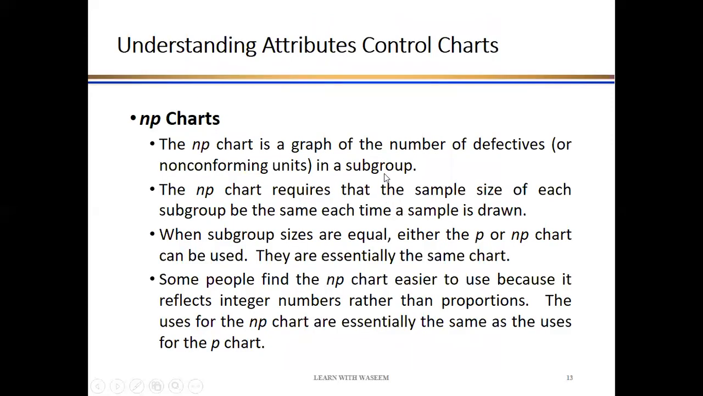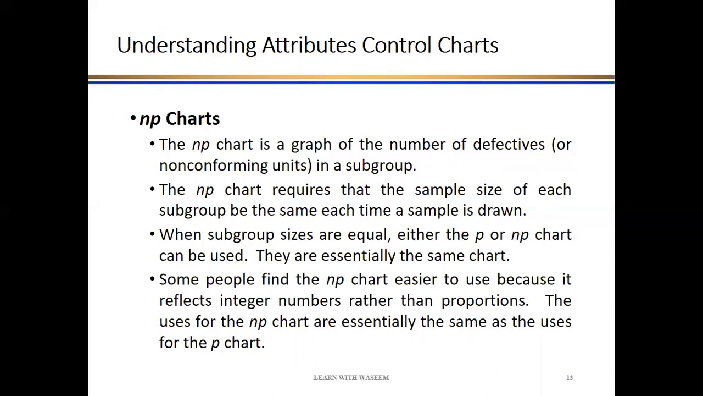Let's talk about the NP chart. The NP chart is a graph of the number of defectives in a subgroup. The NP chart requires the sample size of each subgroup to be the same each time a sample is drawn. When subgroup sizes are equal, either the P or NP chart can be used. They are essentially the same chart. Some people find the NP chart easier to use because it reflects integer numbers rather than proportions.